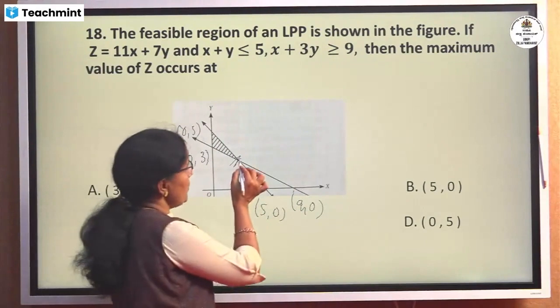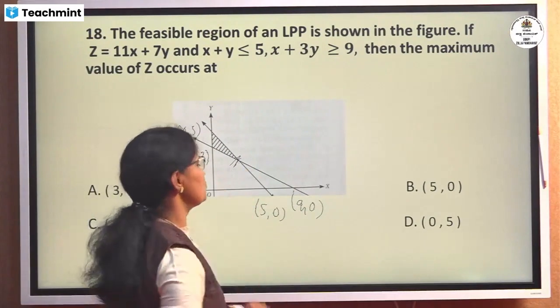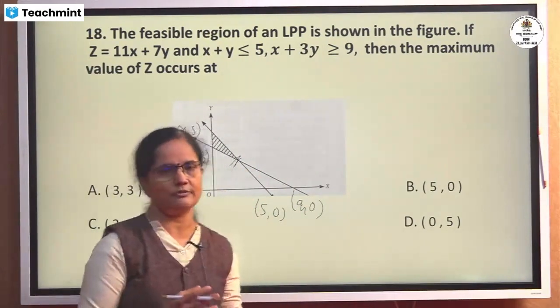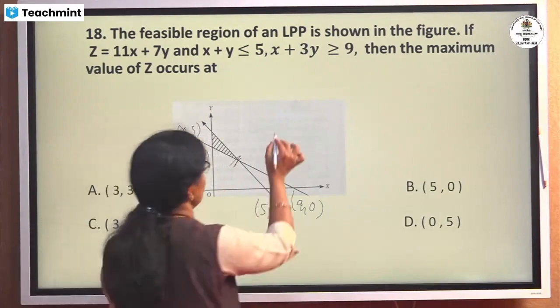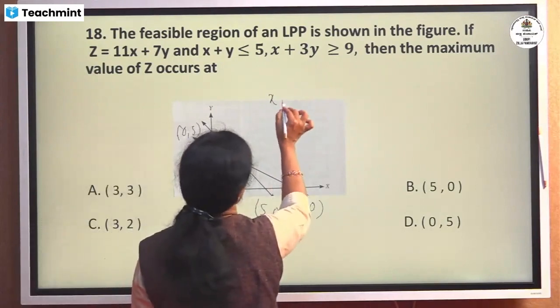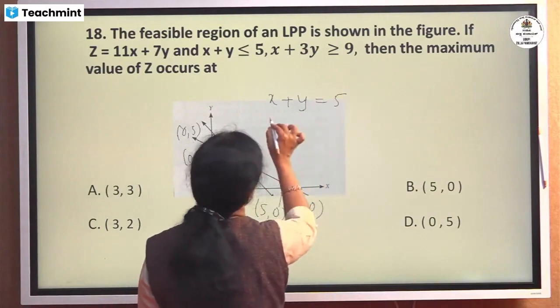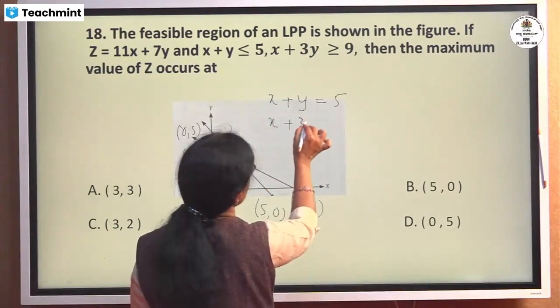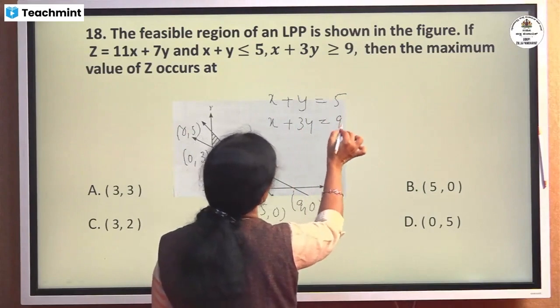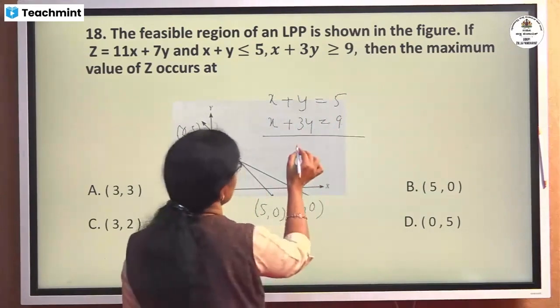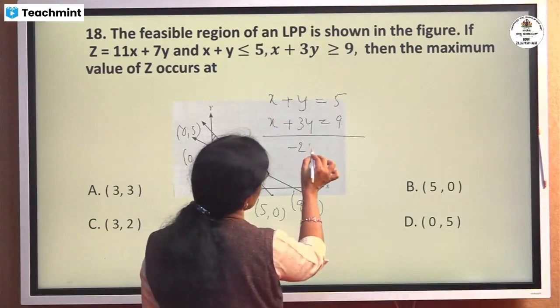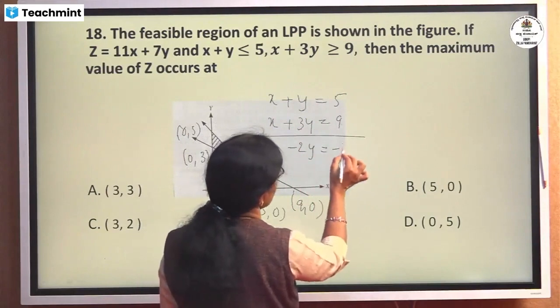To find the point of intersection of these two, you will not have the graph sheet. Therefore, you have to solve the equations itself. Very easy equation is that x plus y is equal to 5 and x plus 3y is equal to 9. So you have to subtract one from the other. Minus 2y is equal to minus 4.